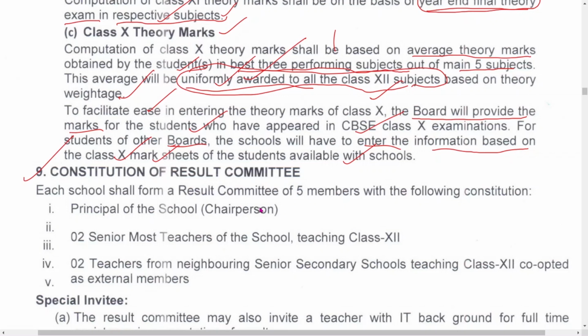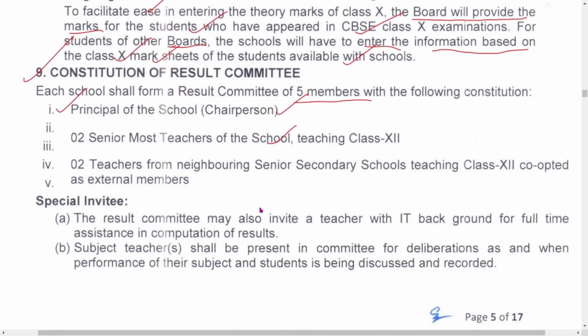Constitution of Result Committee. Each school shall form a result committee of 5 members with the following constitution. First, principal of the school, chairperson. 2 senior most teachers of the school teaching class 12.